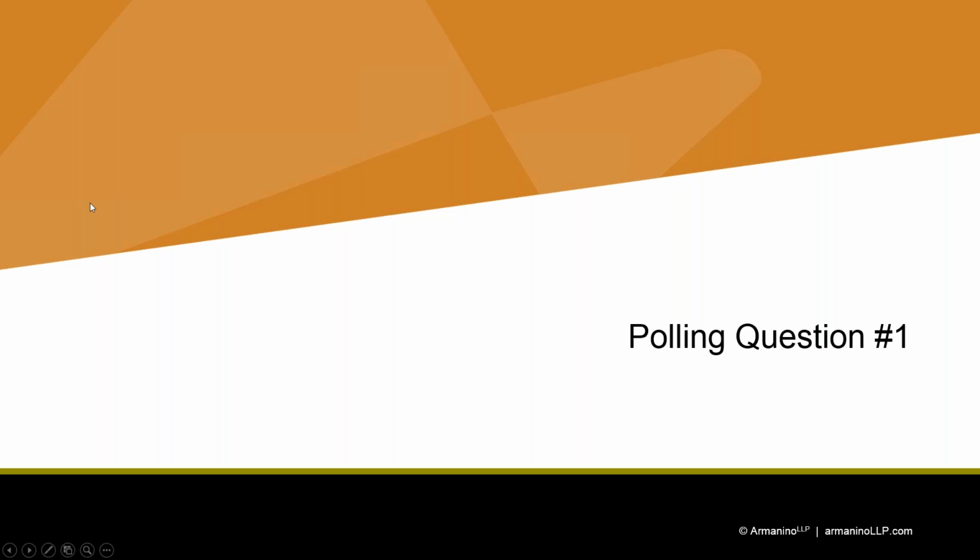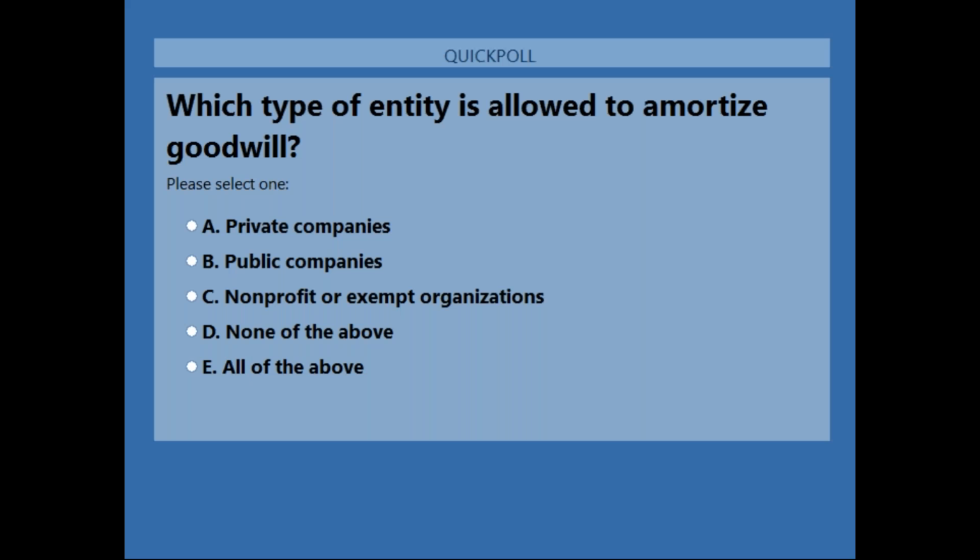Perfect. And now we've got our first polling question for those of you here for CPE. Question 1 is, which type of entity is allowed to amortize goodwill? Is it A, private companies, B, public companies, C, nonprofit or exempt orgs, D, none of the above, or E, all of the above?